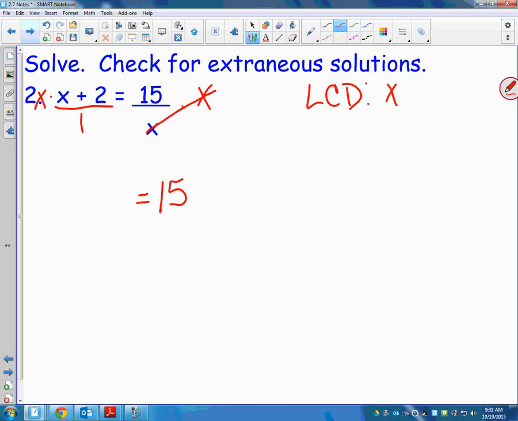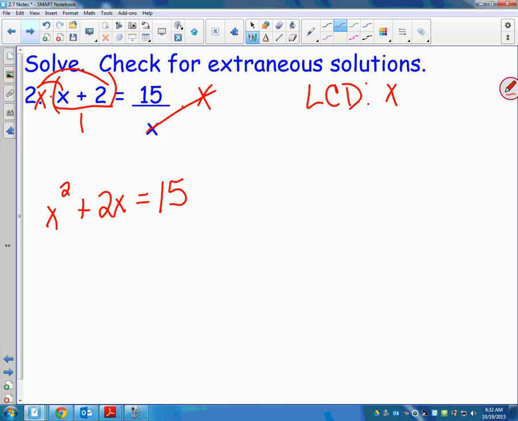This side, nothing cancels out, so you just have to multiply, so you get x squared plus 2x, because I have to multiply the x by everything, right? We're only allowed to do that if we do it to both sides, so that's why we have to multiply the x on the other side.